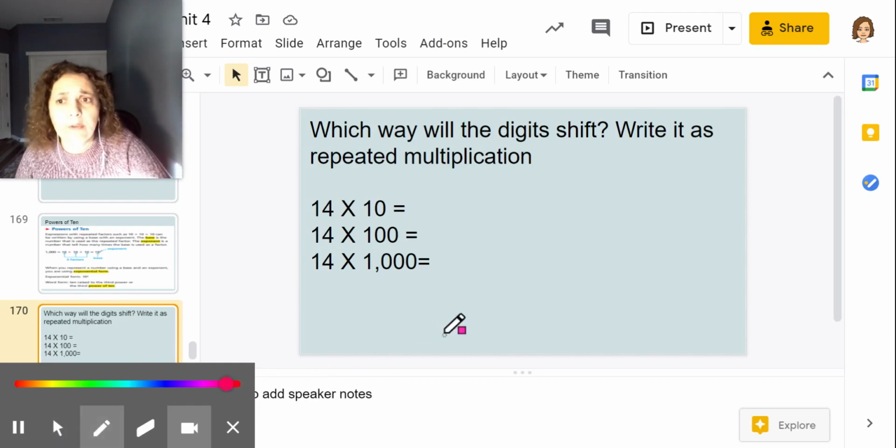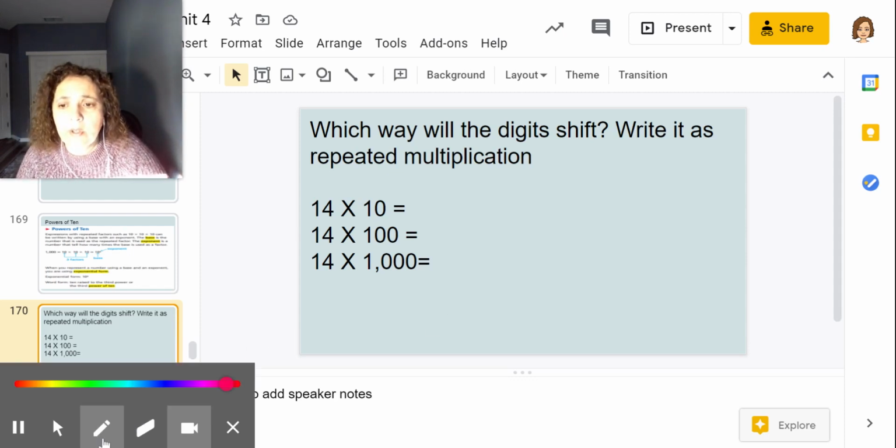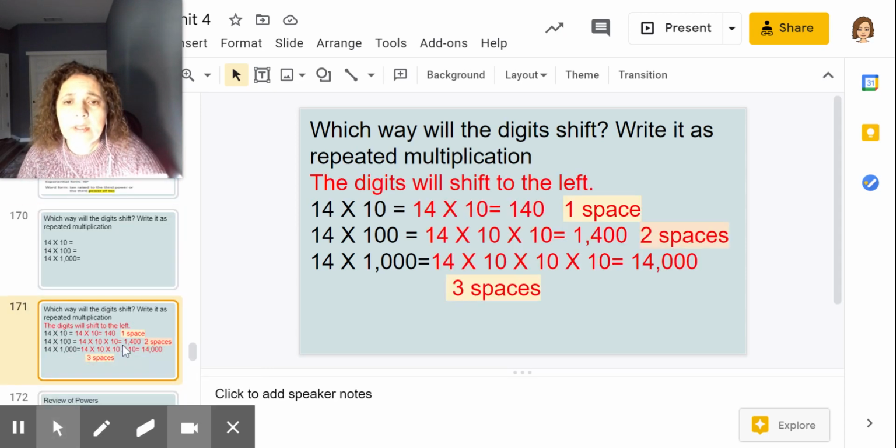So this is back from the first lesson in this unit. Which way will the digits shift? Write as repeated multiplication, so 14 times 10, right? So you're multiplying by 10, 100, and 1,000. So is it going to get bigger or smaller? Right, bigger. So if it gets bigger, which way are they going to shift? Right, they're going to shift to the left, okay?